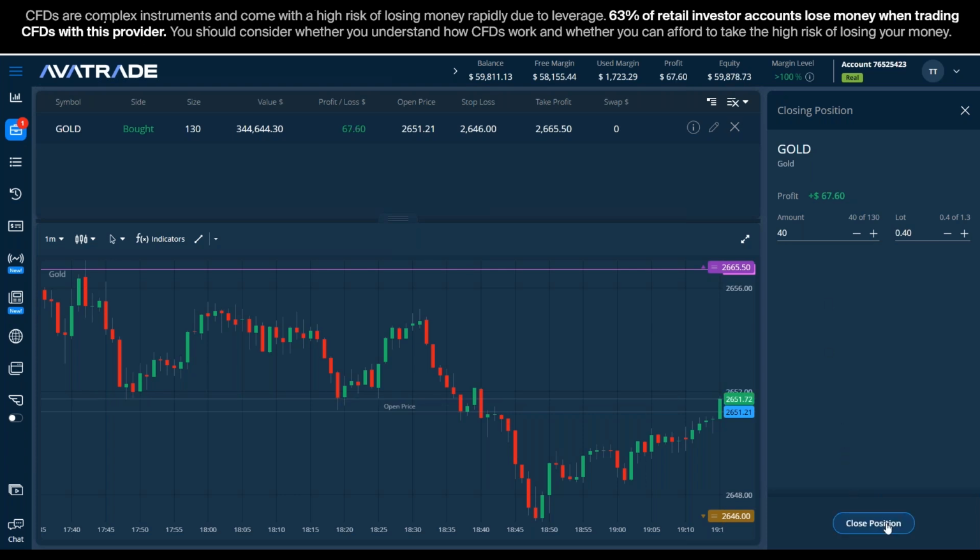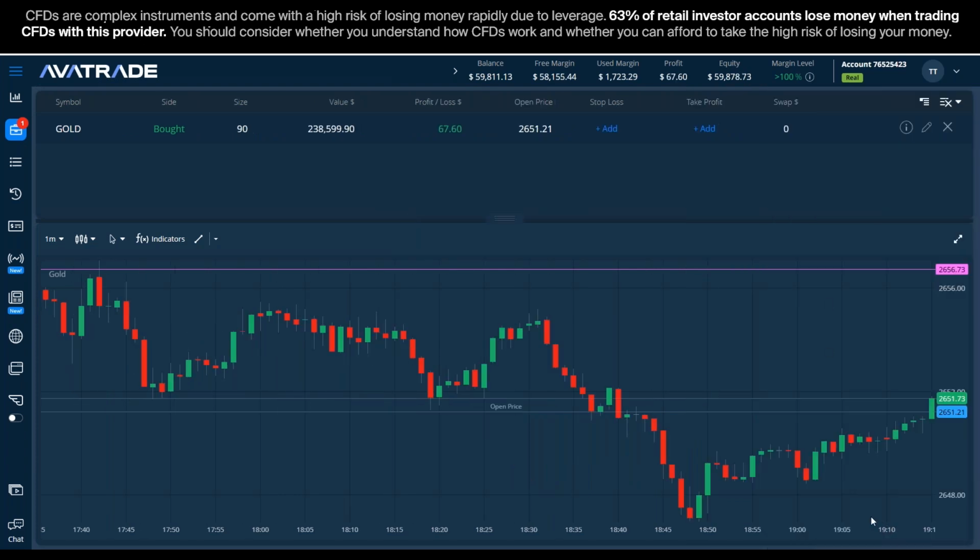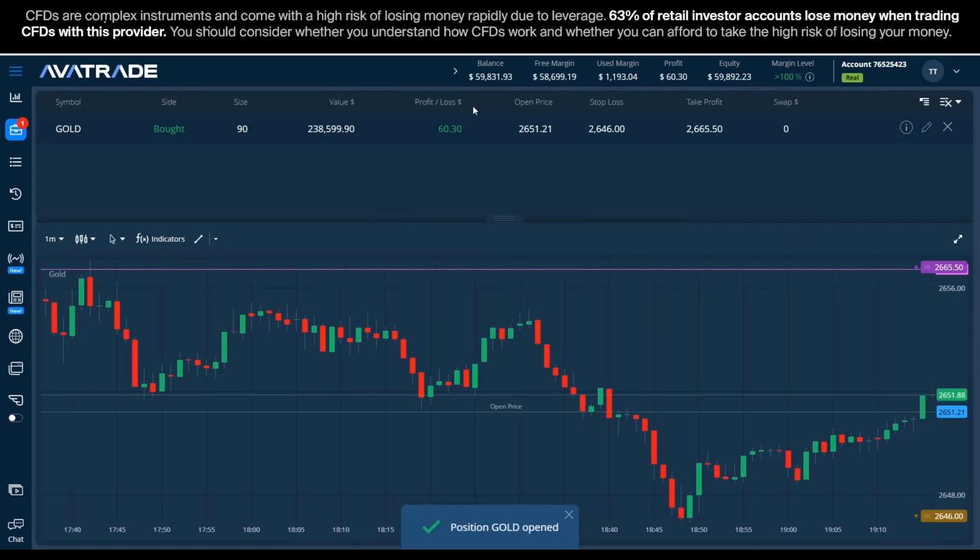Okay, I'll just show you how it works. So I'll close. I just closed part of that trade. So I pocketed a portion, a little less than a third of the profit that was showing. And the rest of the trade is still running.